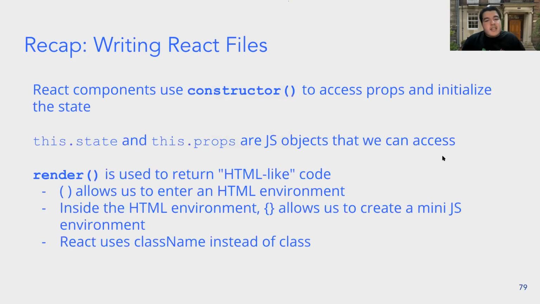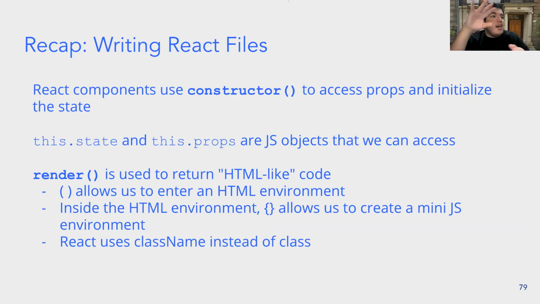So let's do a quick sanity check. We've been talking about it a lot. React components use constructor to access props and initialize state. So this.state and this.props, these are JavaScript objects that we can access.